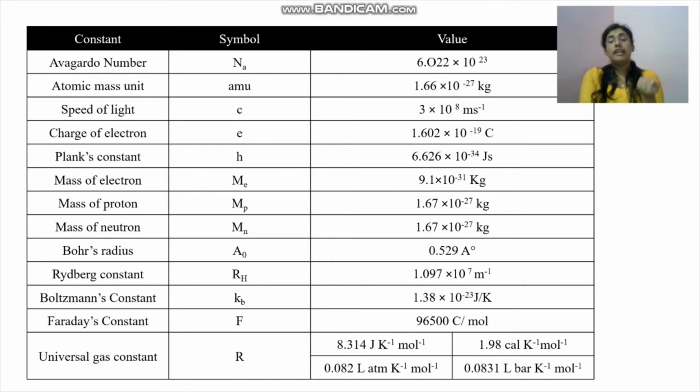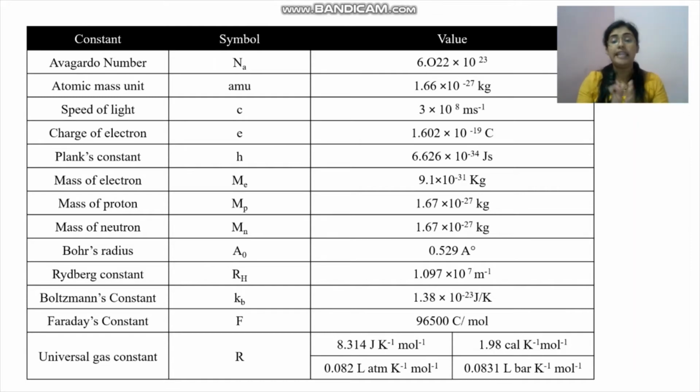But if you're converting it to calories instead of joules, the value would become 1.98 calories Kelvin inverse mole inverse. That can be taken approximately as 2 for our calculation. To make our calculations easier, we can take 2 calories Kelvin inverse mole inverse as the universal gas constant if you're using calories. And now if my pressure is in atmosphere, then I have to use the value of R to be 0.082.